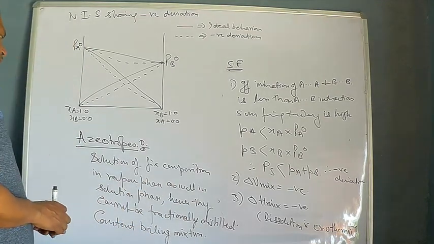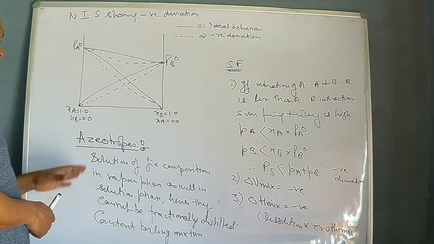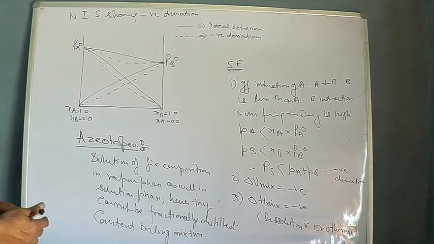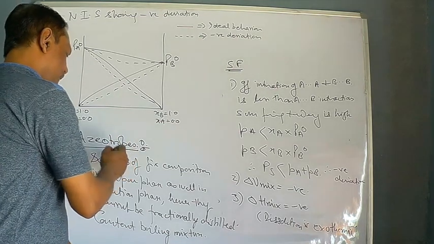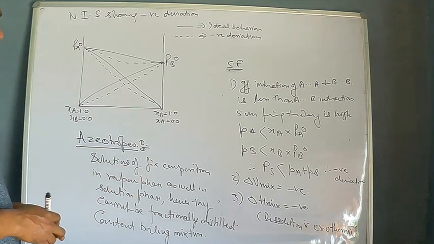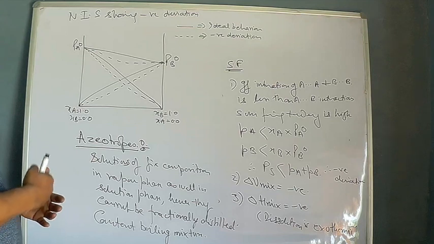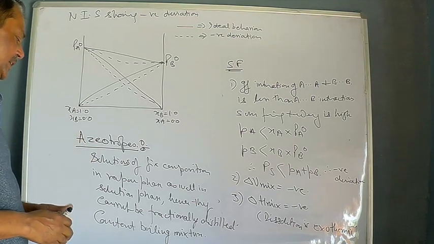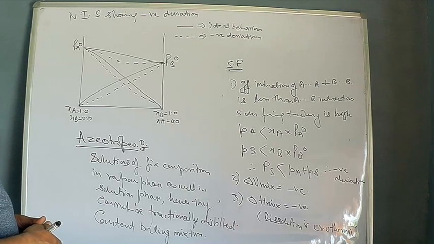In board examination, short notes on azeotropes are asked for 2 marks. This entire explanation of azeotropes. Again I repeat, what are azeotropes? Azeotropes are solutions of fixed composition in vapor phase as well as in solution phase. Hence, they cannot be fractionally distilled, and they boil at constant temperature, and hence they are also called constant boiling mixture. So class, that completes my entire solution chapter.